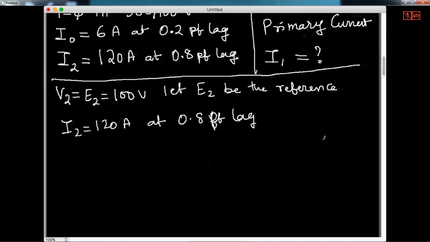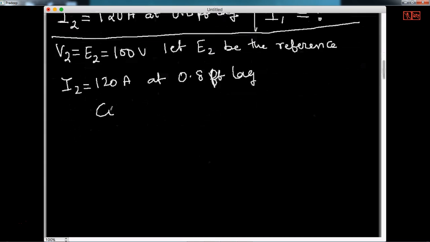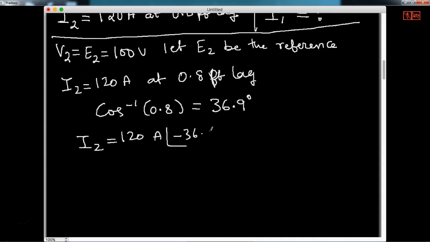In that case, what is cos inverse of 0.8? This is a standard value in electrical engineering. Cos inverse of 0.8 is 36.87, or 36.9 degrees. So I can write I2 is 120 amperes at an angle of minus 36.9 degrees. This is with reference to E2.